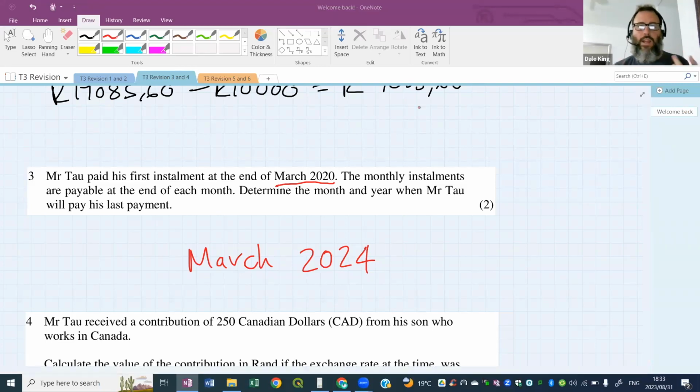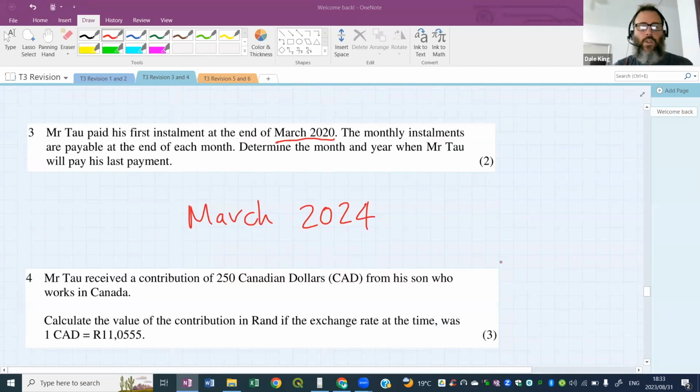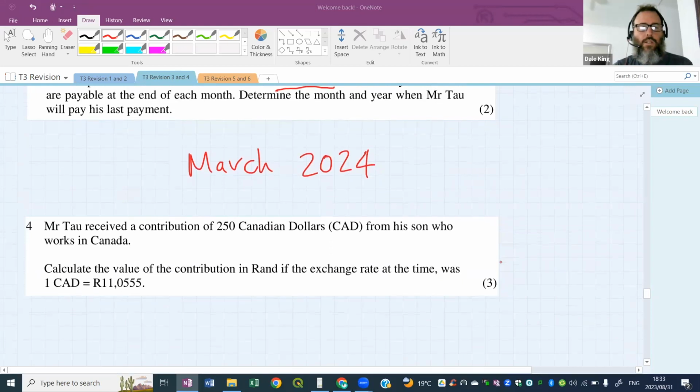You got to think about this one, huh? Not so easy. 2 marks. You got to actually think carefully about this one. But end of March 2024 is when he's going to make his payments. All right. What else they got for us?